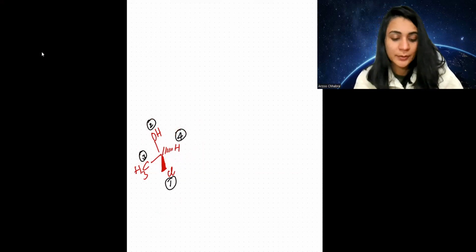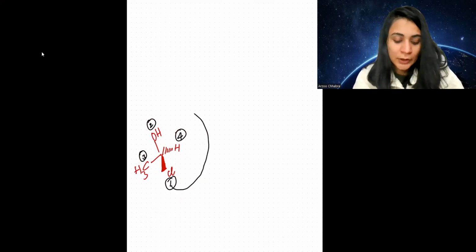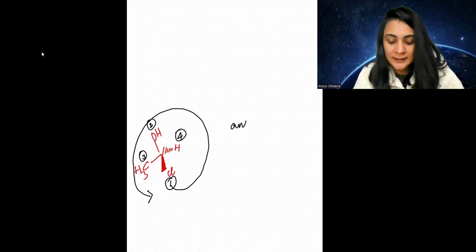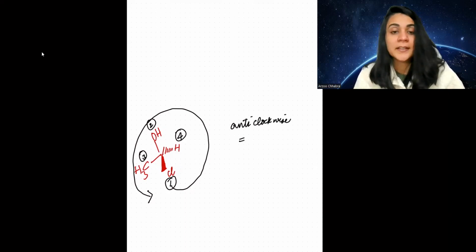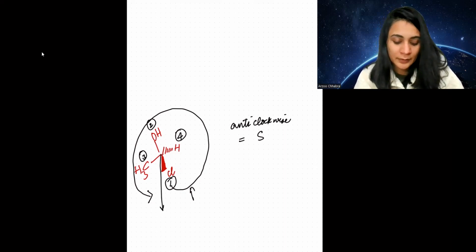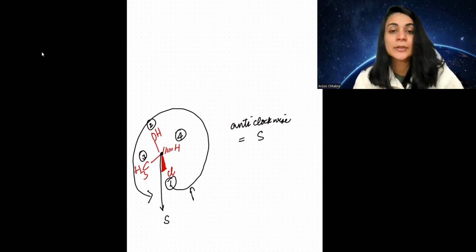And now what you want to do is use an arrow to follow the numbers. So we'll follow 1 to 2 to 3, okay? And draw out the arrow. And if this arrow goes anti-clockwise, the configuration is S. So we're going anti-clockwise right now, right? In an anti-clockwise direction. So that carbon right over here, this carbon is an S carbon. The stereochemistry of that carbon is S.